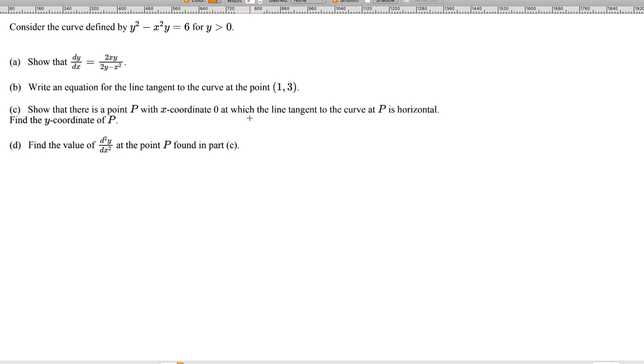Here we have this curve, and it's defined for y being greater than 0. The first thing they want us to do is find dy/dx. They want us to differentiate this curve. We're going to use implicit differentiation in order to do that.